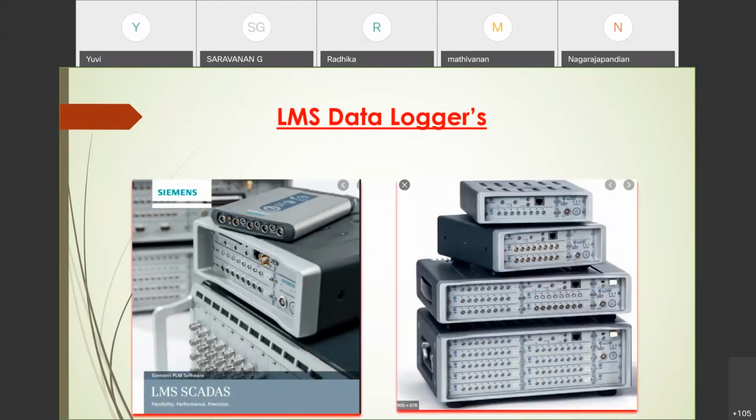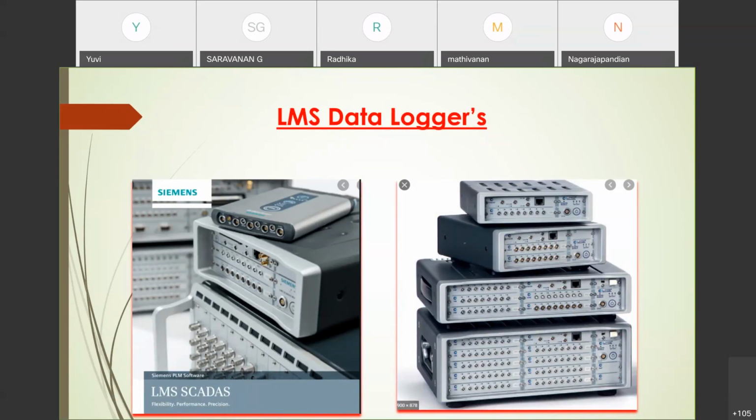And these are the LMS data loggers we use in NVH testing. As I told you before, the concept is going to be the same, but based on your requirement, you can choose the system, based on the number of channels and the field condition.